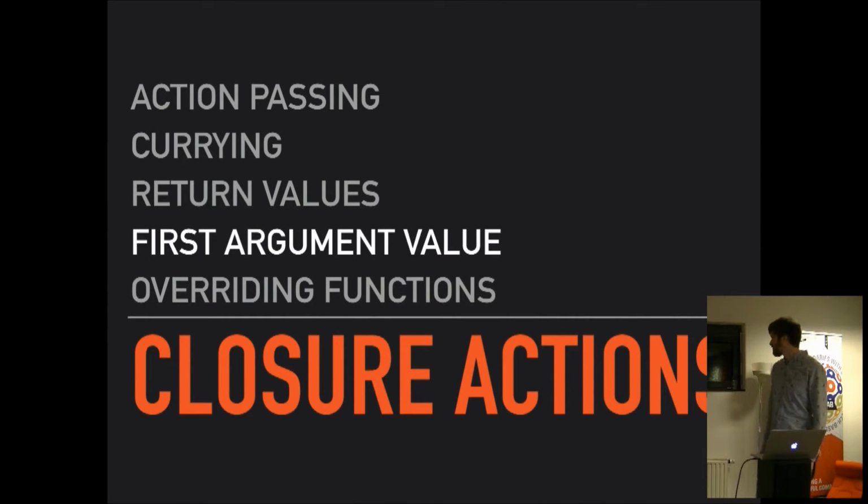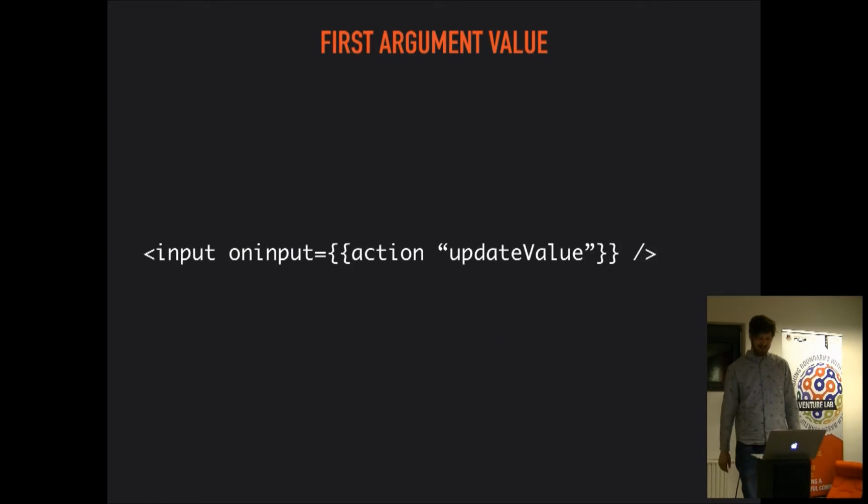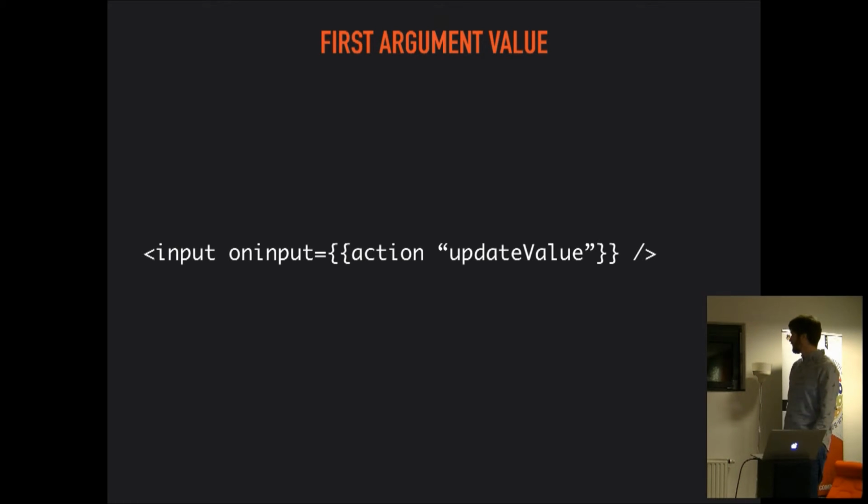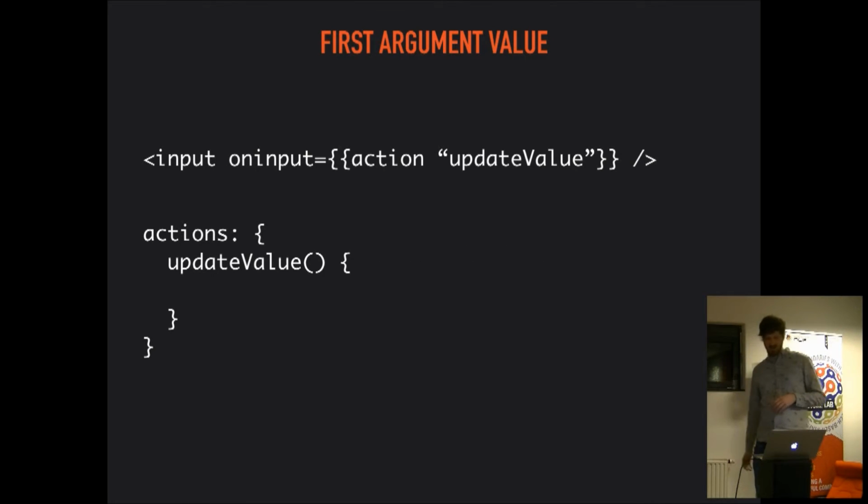This name is the best I could do, but naming things in code is hard. So yeah, I couldn't think of a better name. But I hope I can give a better example than I can name this. So you have an input, and when someone types in it, the onInput function will get called, and I want to assign the update value action to it. So let's see how we can do that.